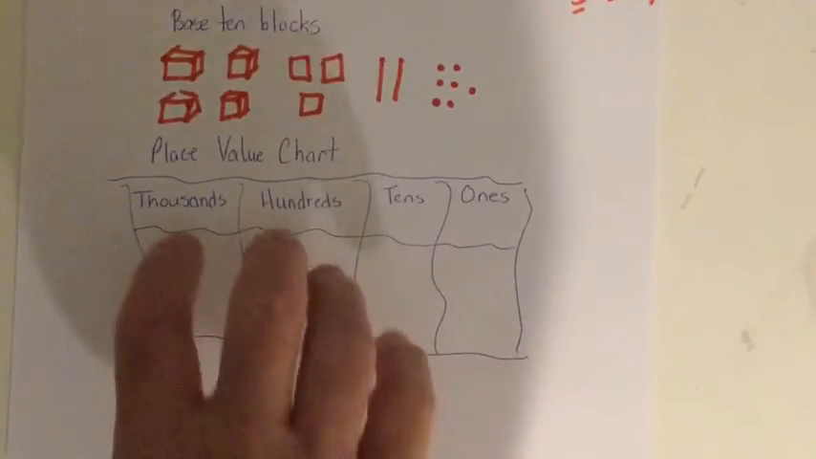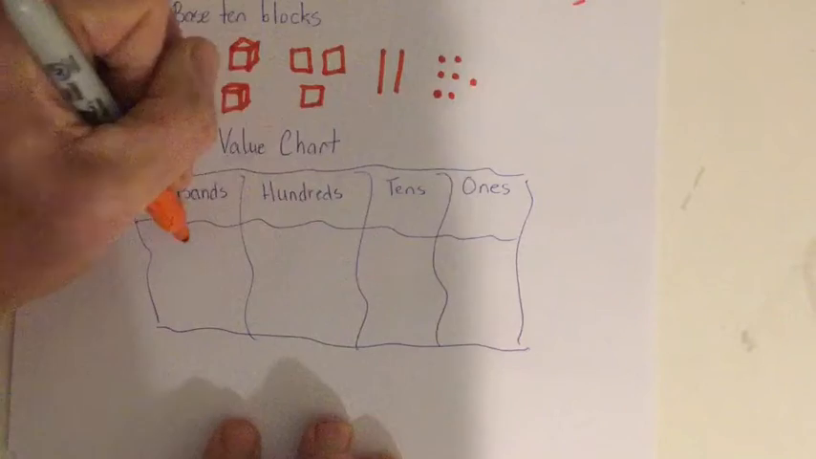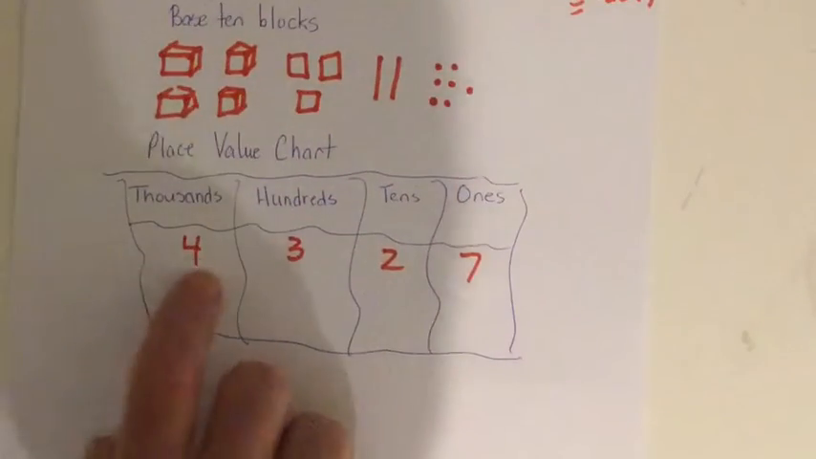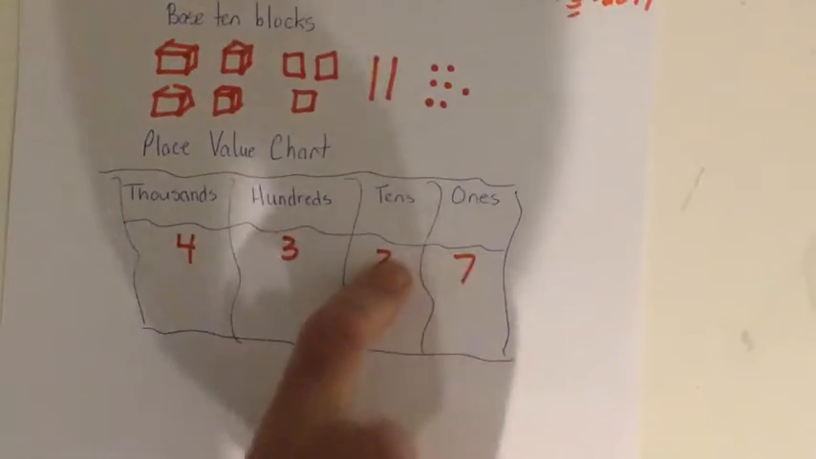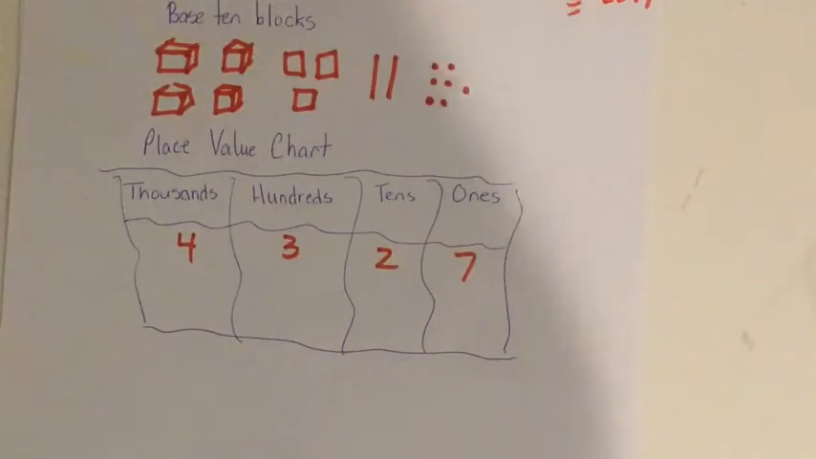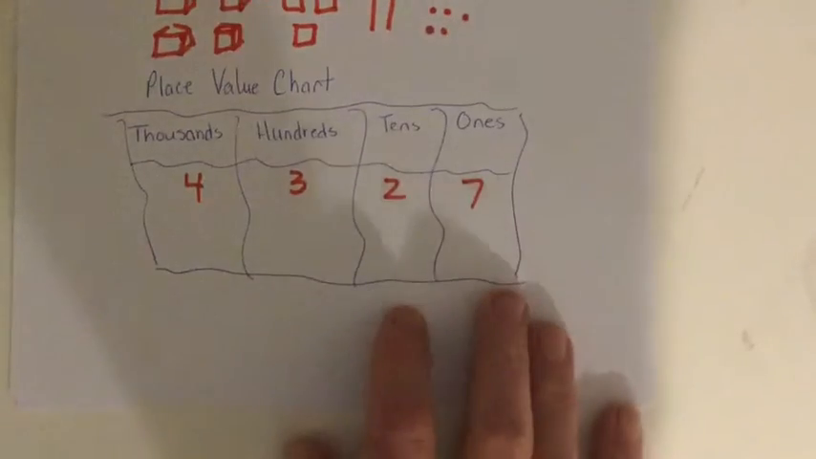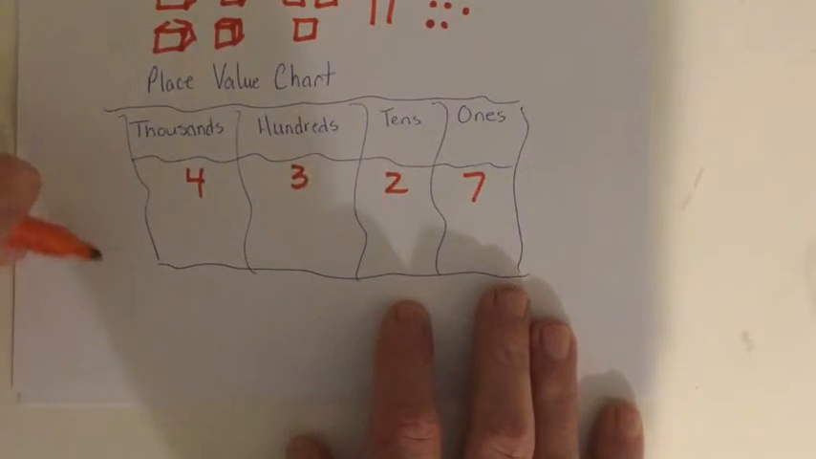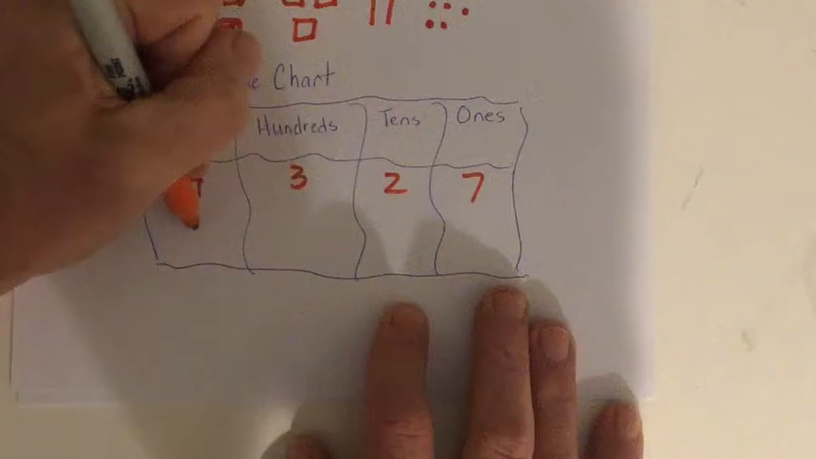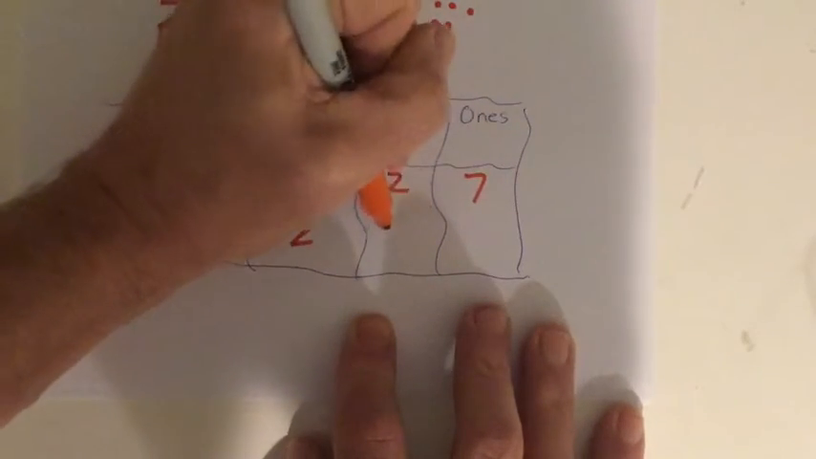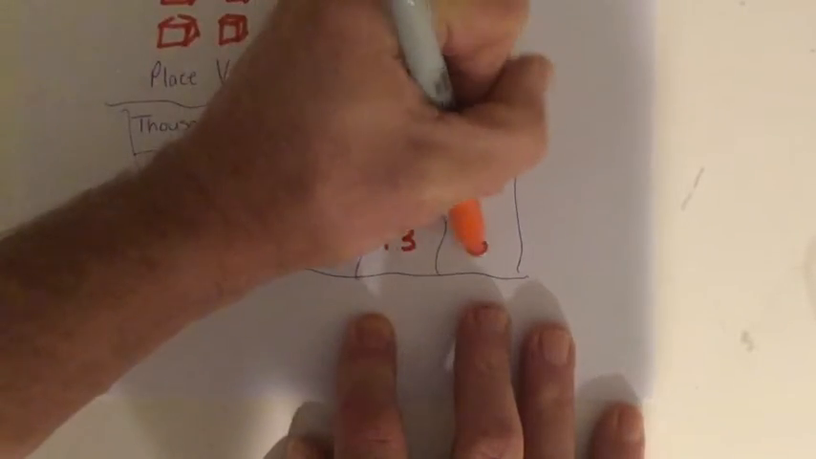Place value chart. So again, if I take that number 4,327, we've got 4 thousands, 3 hundreds, 2 tens, 7 ones. One thing we did early on, which they'll see on a test, is saying, what if I have 3 thousands, 2 hundreds, 13 tens, and 6 ones?